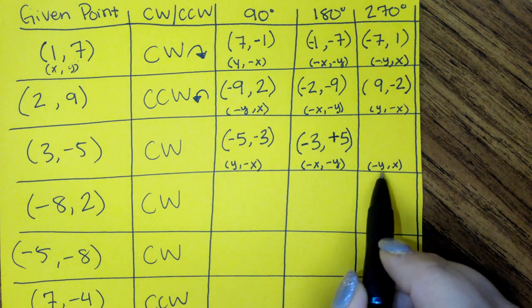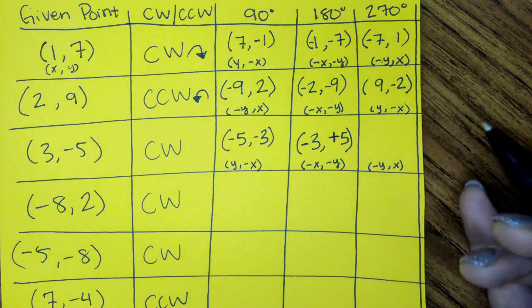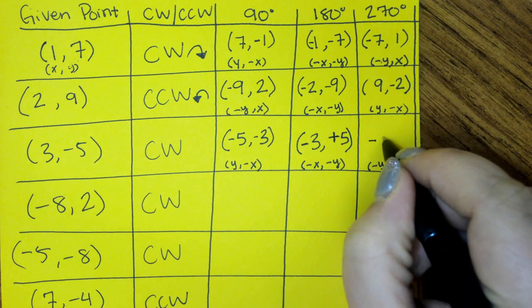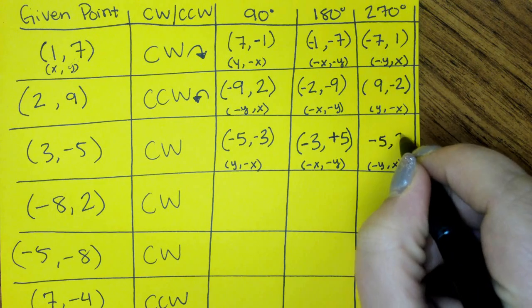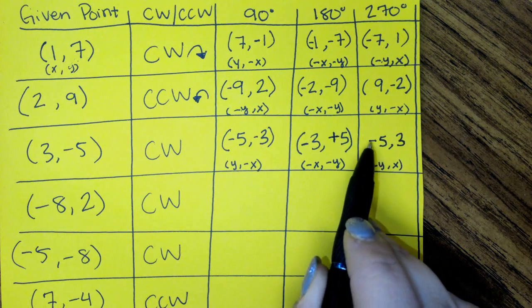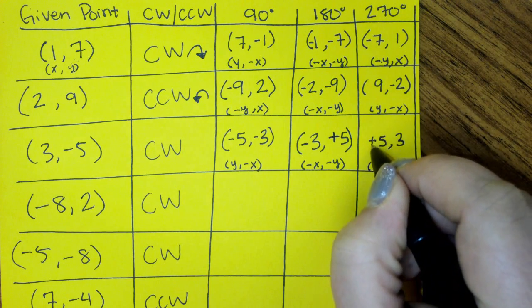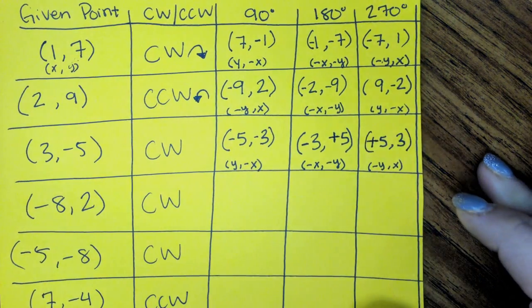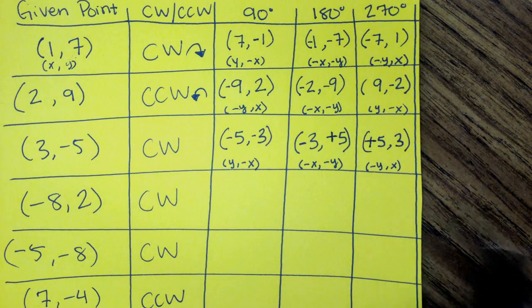Okay, now we're back at 270 degrees. We have to flip the order of our coordinates. So instead of 3, negative 5, we have opposite 5, normal 3. Make the new first thing opposite. So instead of a negative 5, we're at positive 5. Again, you would just erase that negative sign to make it positive.